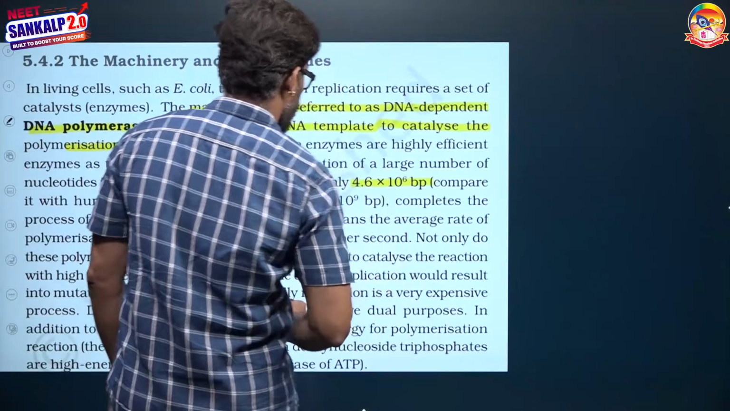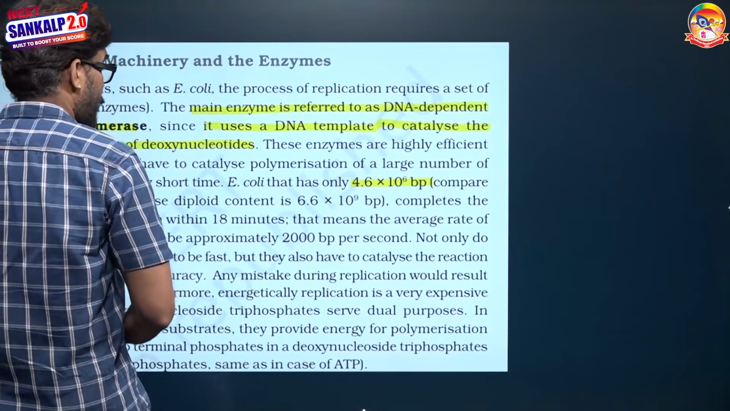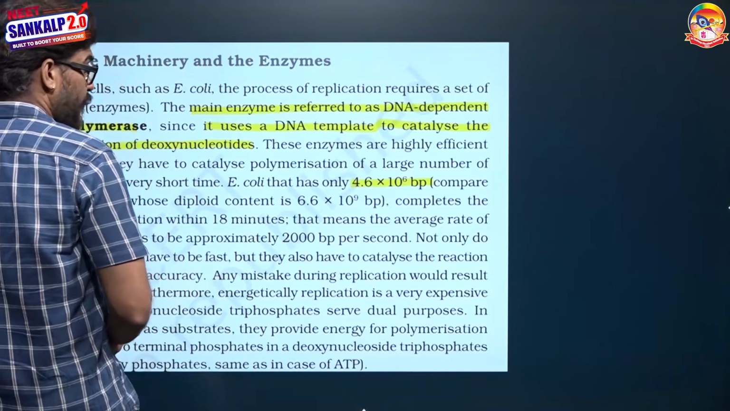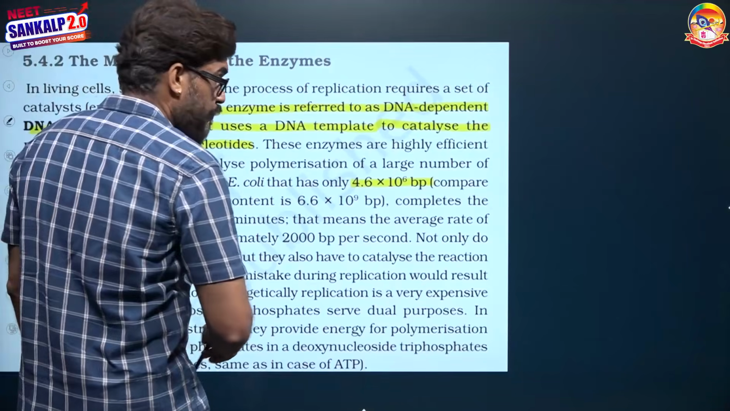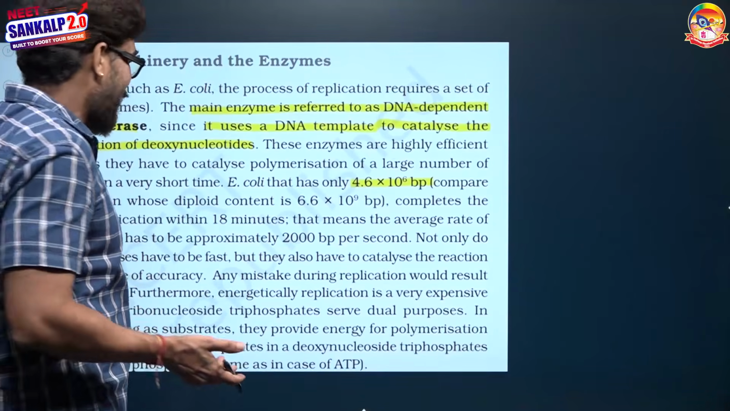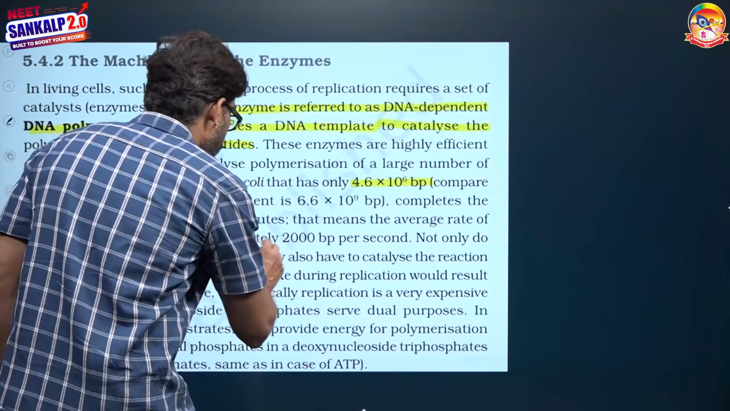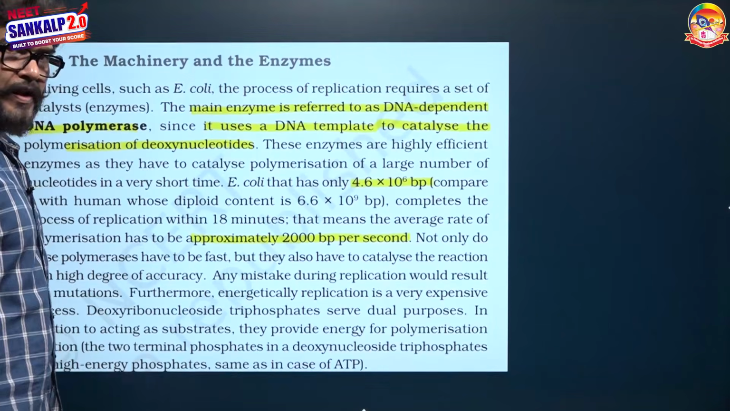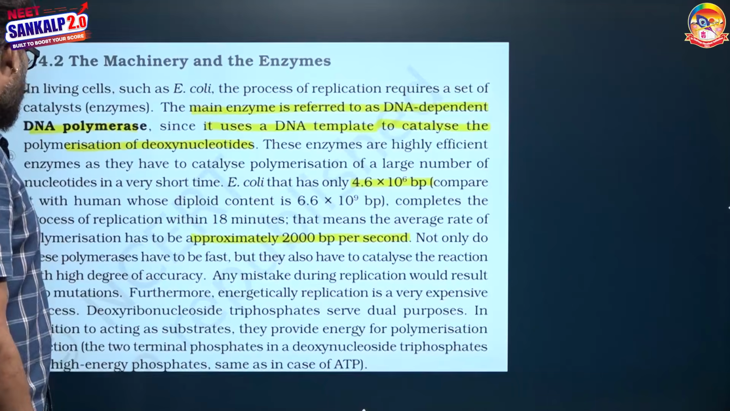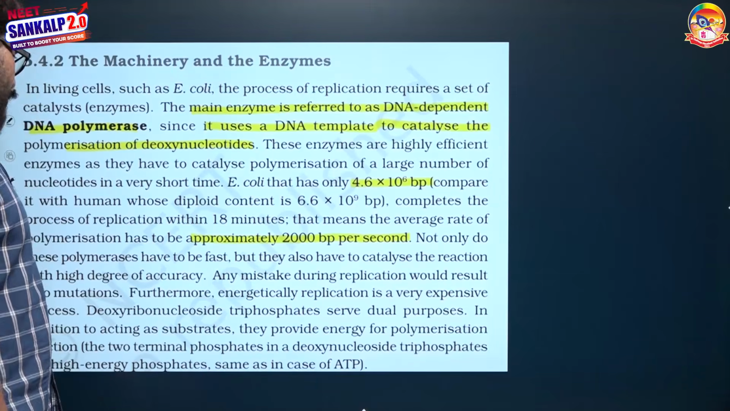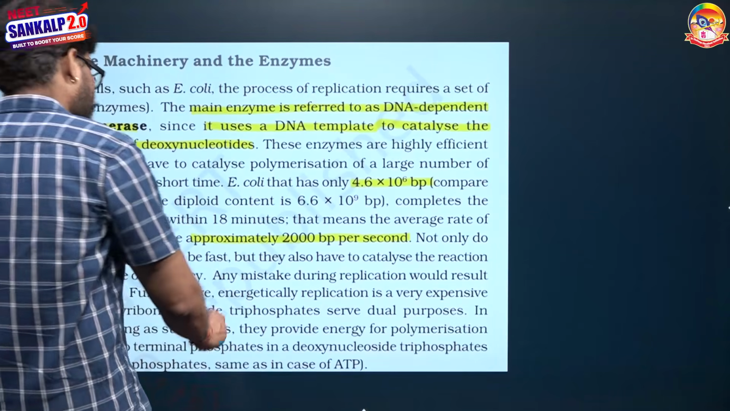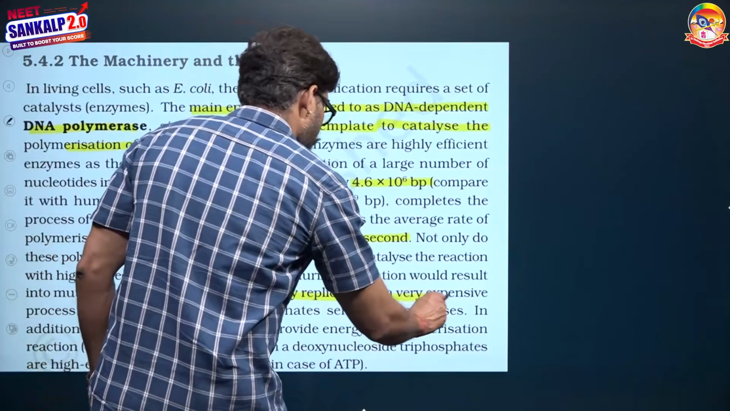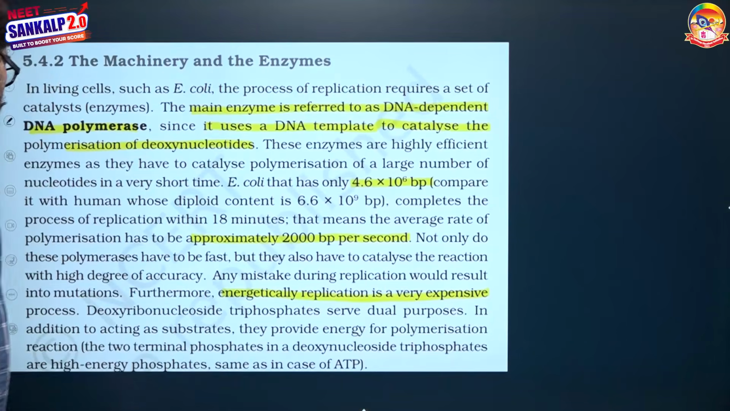4.6 into 10 to the power 9 base pairs get replicated within a duration of 20 minutes. It means approximately 2000 base pairs per second is the pace of DNA replication in E. coli. Furthermore, replication is an energetically expensive process.